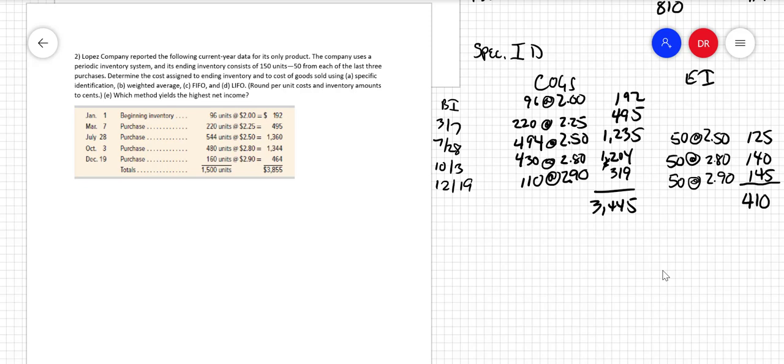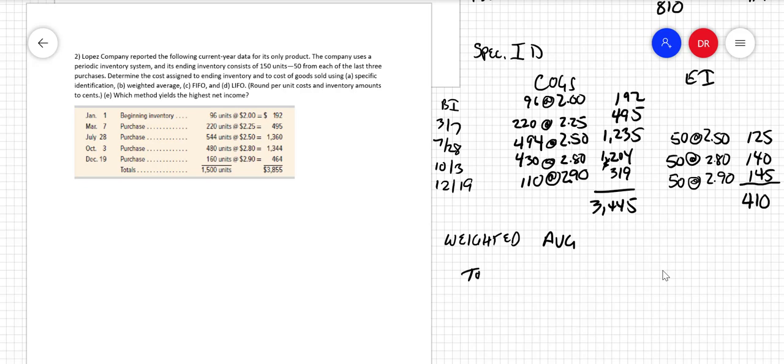When we add that to the 410, we come back to the total cost here of $3,855. All right? That's specific identification. The next item we want to do is weighted average, which is, like I said, very straightforward. So when we're doing weighted average, we're just taking this total cost divided by total units.